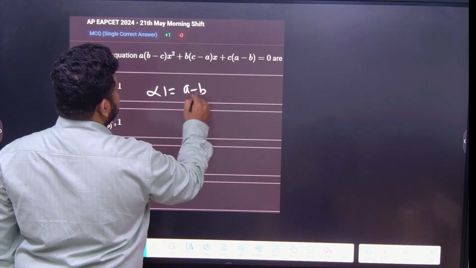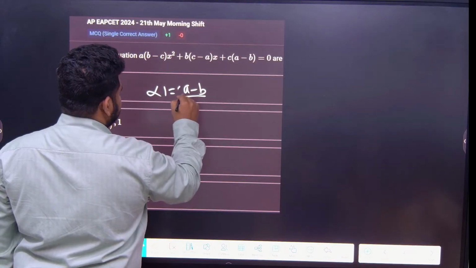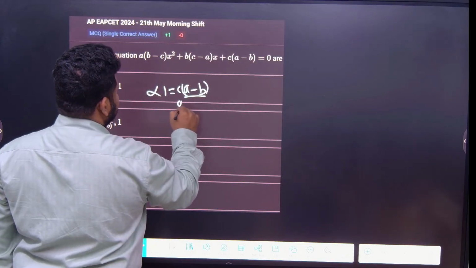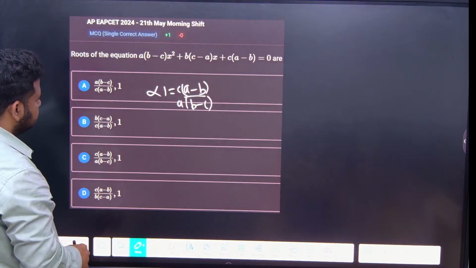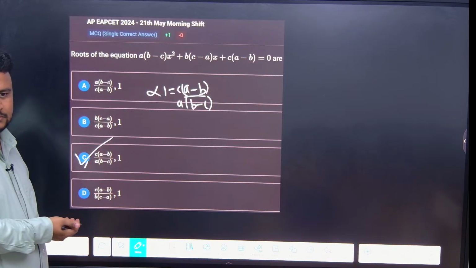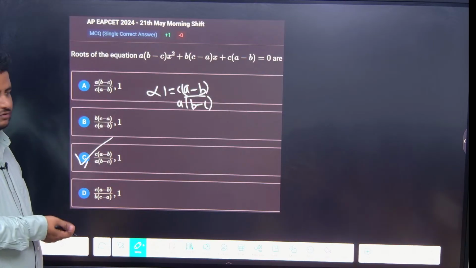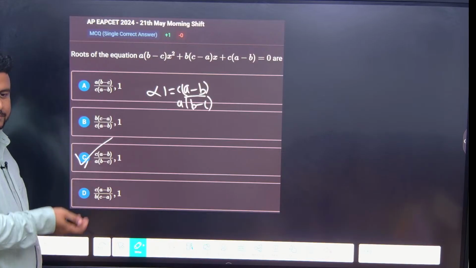A minus B by C is also there, right? A minus B by A into B minus C. Which option? Third option. Third option is correct. Very simple. So they are telling roots of the equation. One of the roots is 1. They have only given it is 1. So we will go for product of the roots.